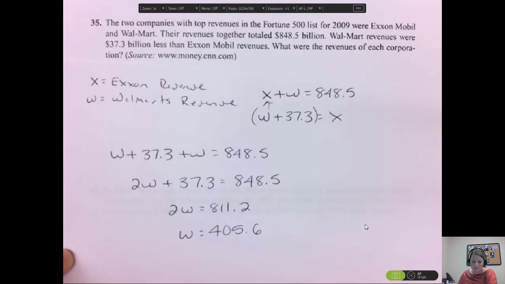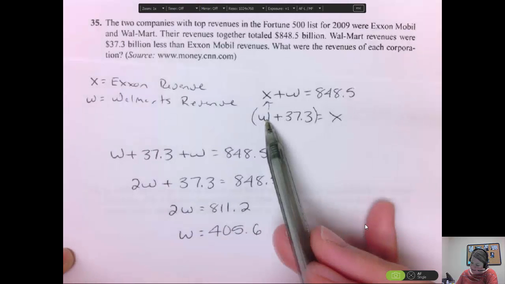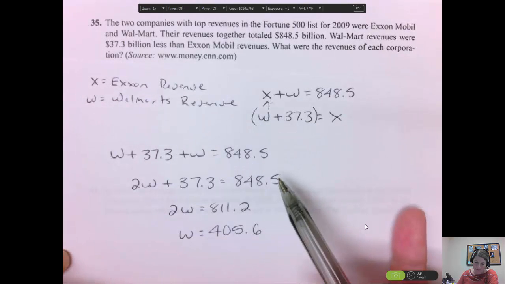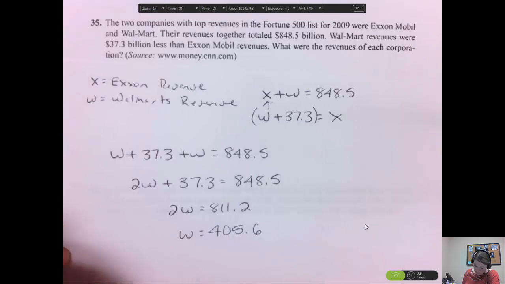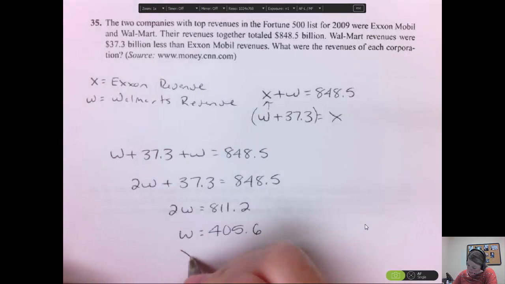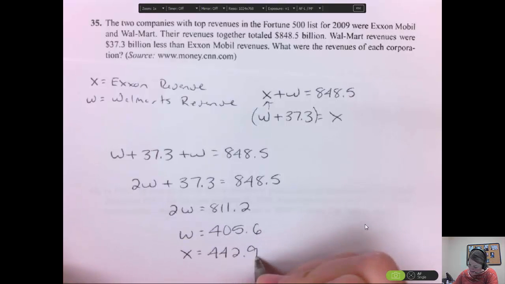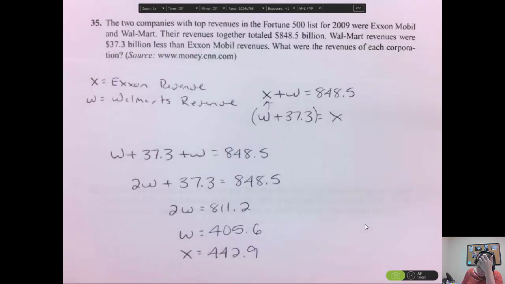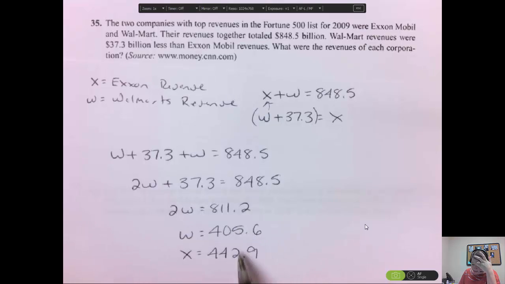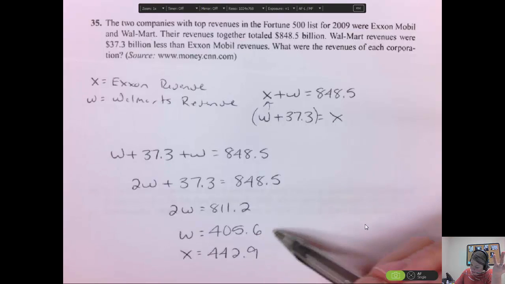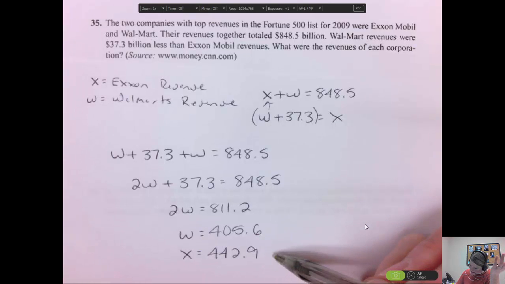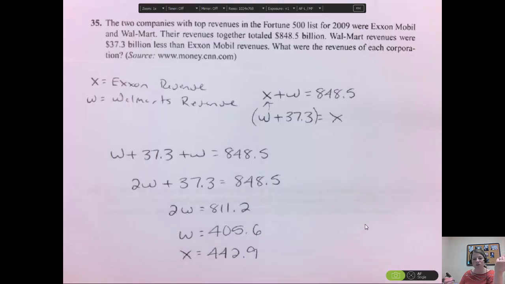And then how could we find Exxon's? Well, we know that Walmart's plus 37.3 has to equal Exxon, or that Exxon was 37.3 more. So if I add 37.3 to this one, I could get 442.9. And we could check our answer. We could check them by adding these two together. Do they equal 848.5? Yes. Is Walmart 37.3 less than Exxon? Yes. So that's kind of how you check your answer.